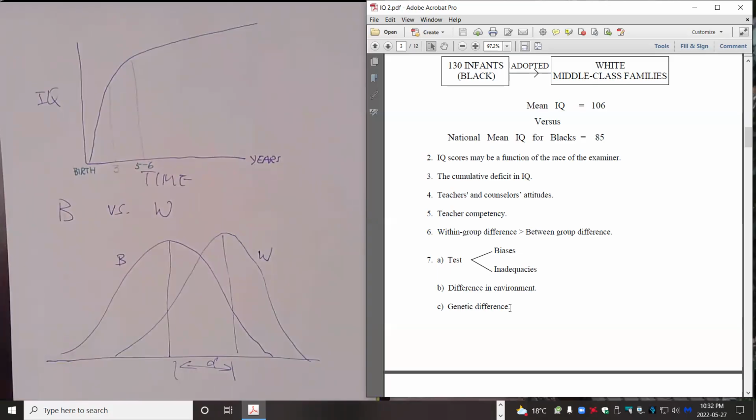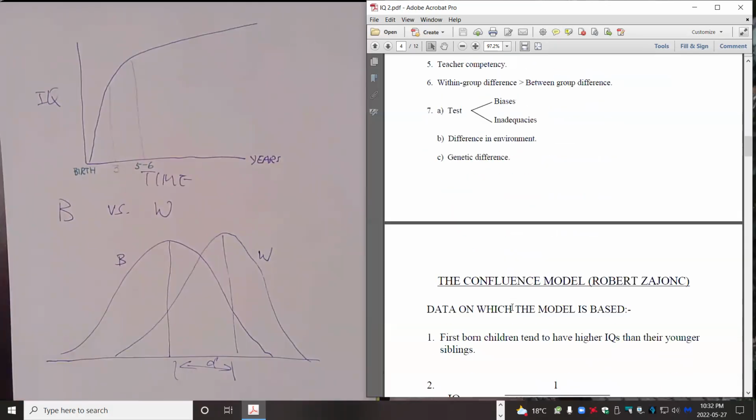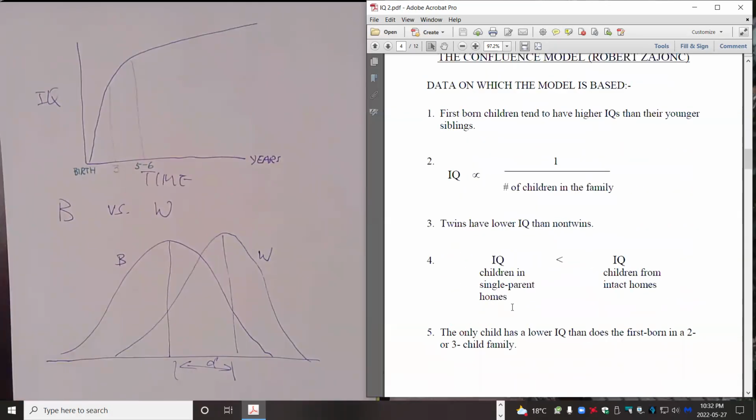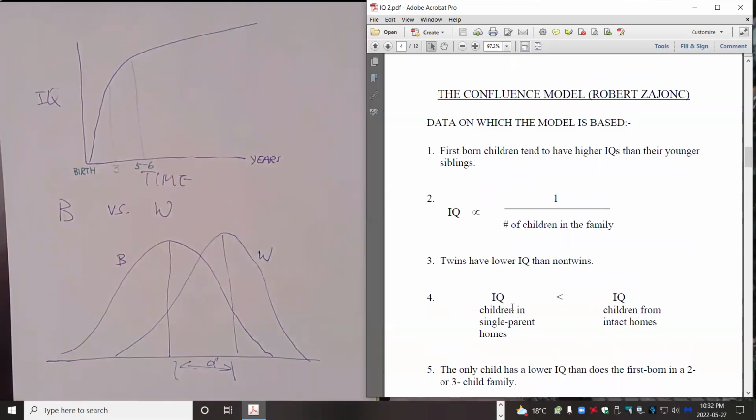Genetic difference. This is absolutely not true. There is no such thing. We share 99% of our genes, okay? All right, then how do we account for the difference in IQ scores between Black and white? Or later on, you will see, what about Asians?